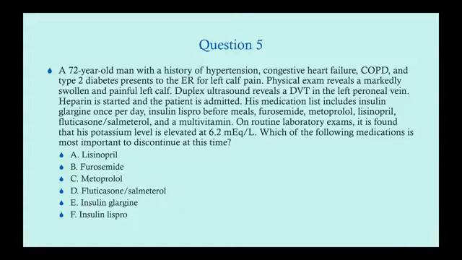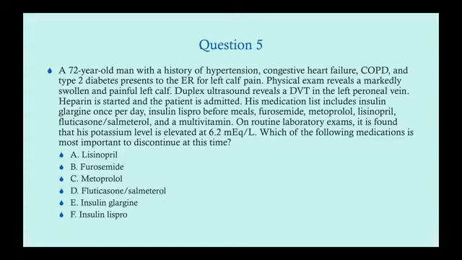On routine laboratory examinations, it is found that his potassium level is 6.2 milliequivalents per liter, which is slightly elevated. Which of the following medications is most important to discontinue at this time? A. Lisinopril, B. Furosemide, C. Metoprolol, D. Fluticasone salmeterol, E. Insulin glargine, or F. Insulin lispro. So this requires you to know what each of these drugs can do to your potassium level.